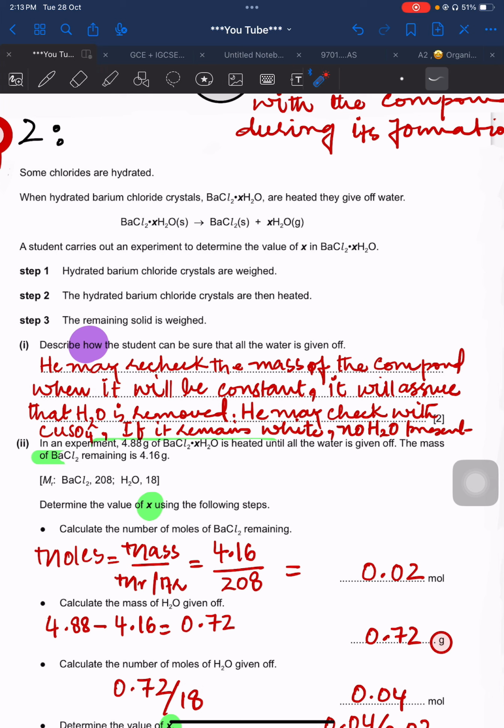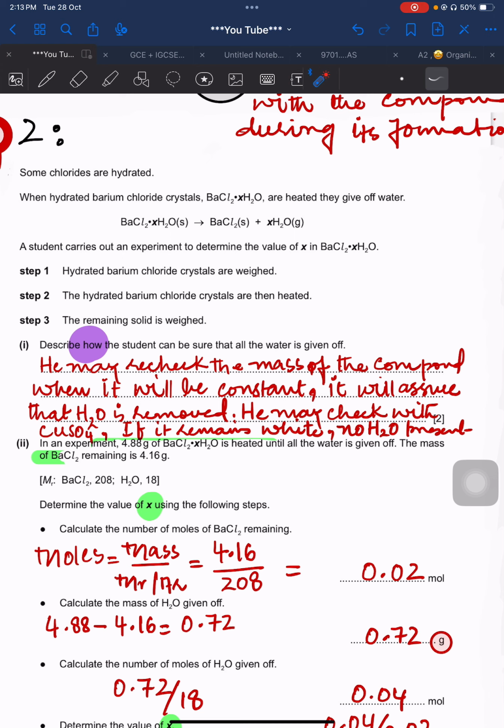Remember that when the examiner scans your paper, all these lines and spaces will be part of the scanning. But don't write at the bottom of the last line, because this can fall outside the scanning process. So you may say he may recheck the mass of the compound. When it becomes constant, it assures that all water is removed. Next, he may check with copper sulfate. If it remains white in color, it means no water is present in that compound.